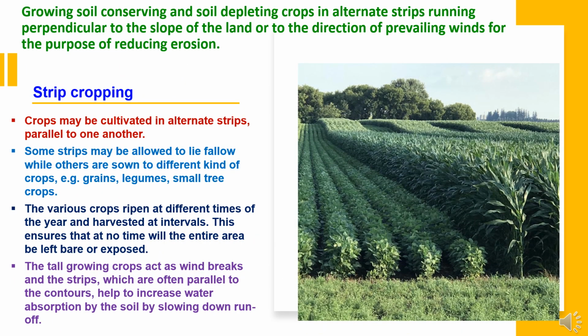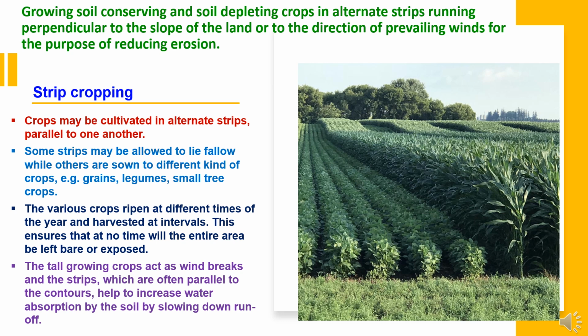Strip cropping. What is strip cropping? Growing soil-conserving and soil-depleting crops in alternate strips running perpendicular to the slope of the land or to the direction of prevailing winds, for the purpose of reducing erosion, is called strip cropping. In strip cropping, crops may be cultivated in alternate strips parallel to one another.